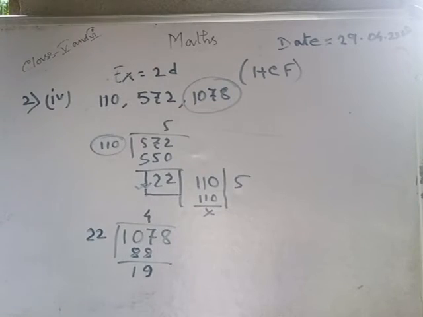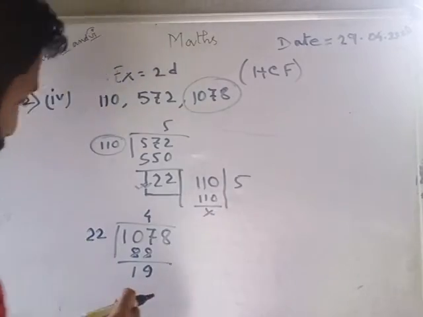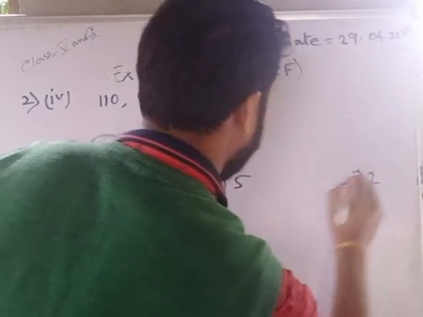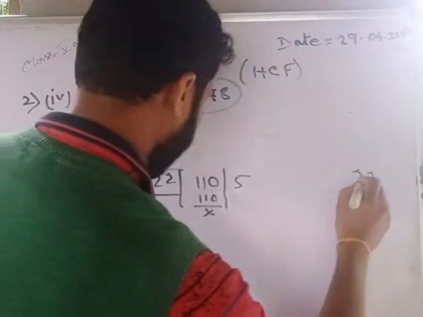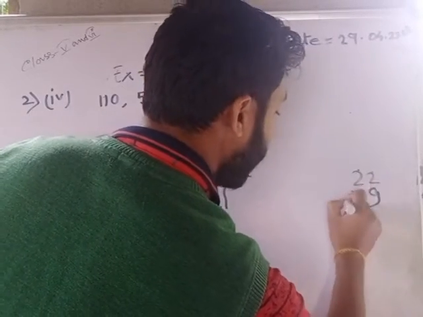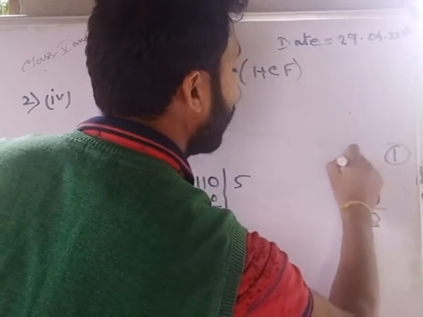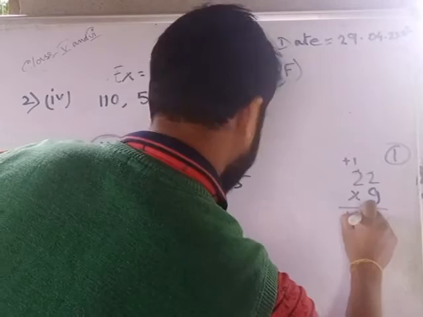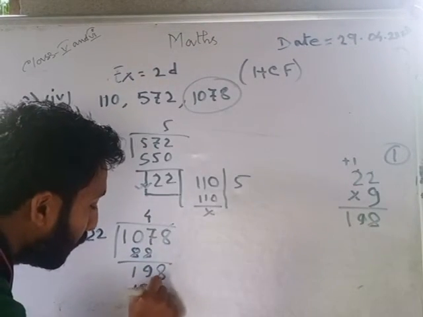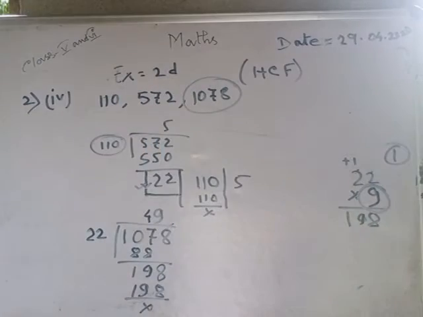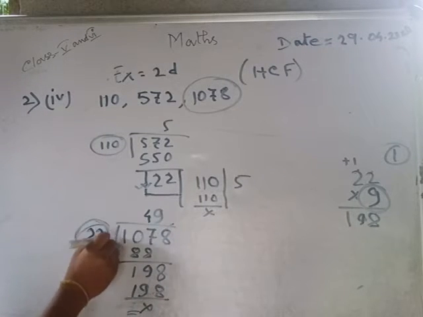And we should take 8 and 2 here. 9 2s are 18, so we should multiply with 9. 9 2s are 18, that's why 1 is carried to the next left. 9 2s are 18 plus 1, 19. That is 198. And here 9, so we should write here 9. The remainder is 0. That means we are getting 22.